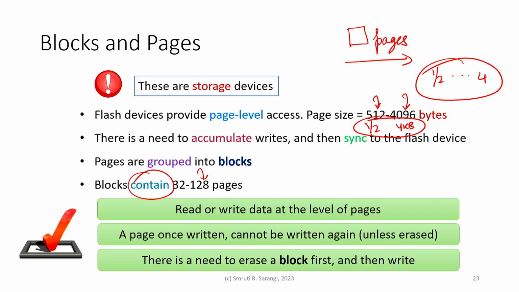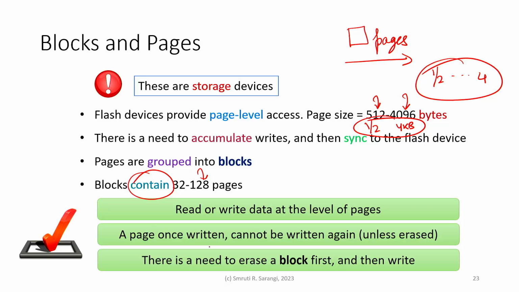We always read and write data at the level of pages. However, writing comes with an additional caveat, because for writing you will have to erase and rewrite, because there is an asymmetry here. I will come to it. What happens is that a page, once you have written, cannot be written once again, right? That is because of the high potentials and so on that you need to apply. It has to be erased first, and erasing is very difficult.